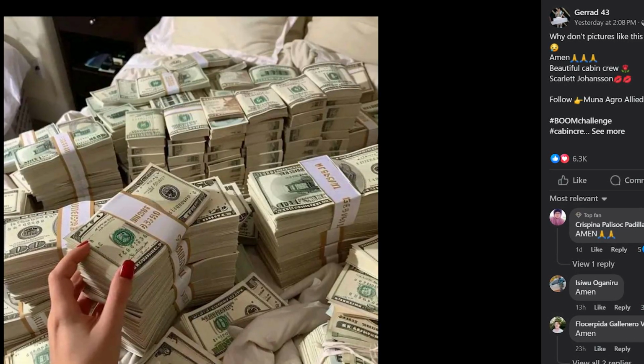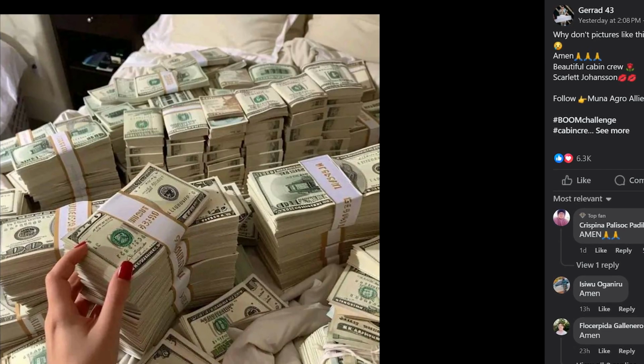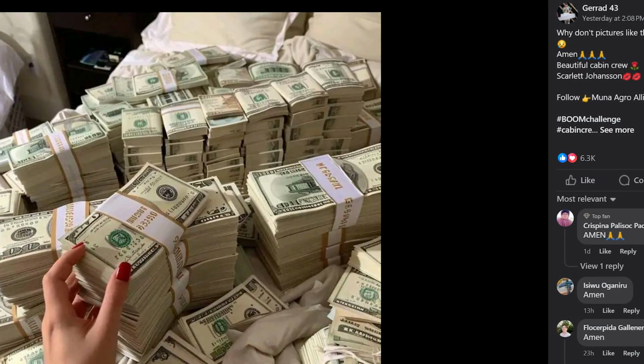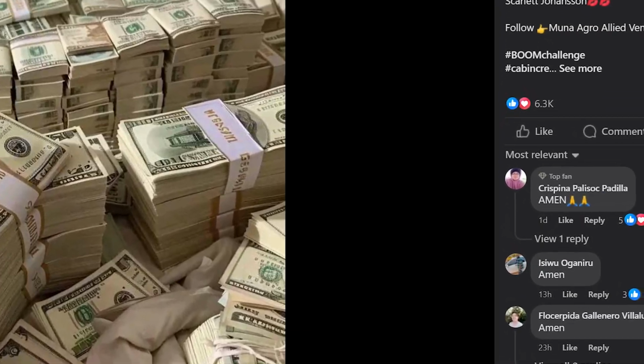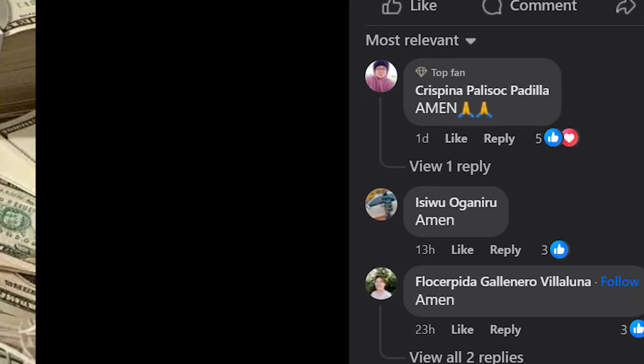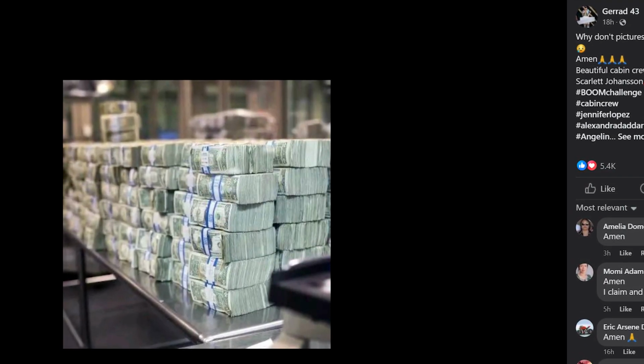Check out this page, Garrod43. They post AI-generated pictures of piles of money, and the totally real people in the comments are still spamming amen like it's one of those Jesus sculptures. Whoops, glitch in the matrix, I guess. This is just one example, of course. There are hundreds of Facebook pages dedicated to posting stuff like this.